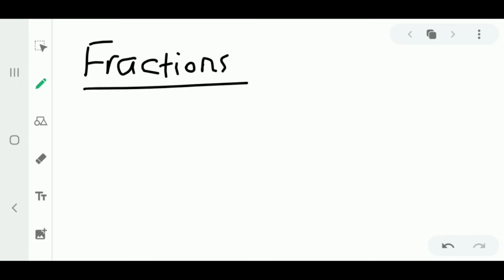So the first topic we're going to start off with is fractions. Bear with me with the handwriting, please. Fractions. So a fraction is a small part or proportion of something.